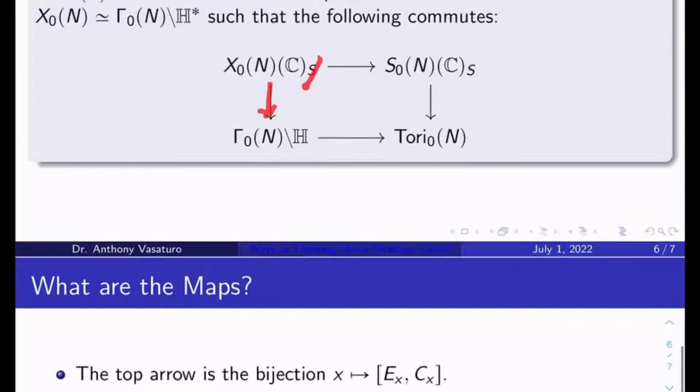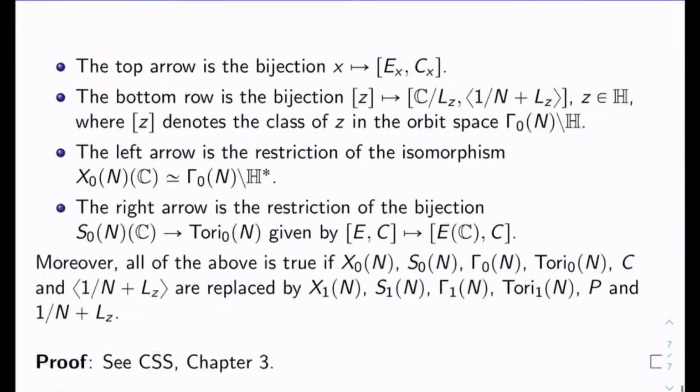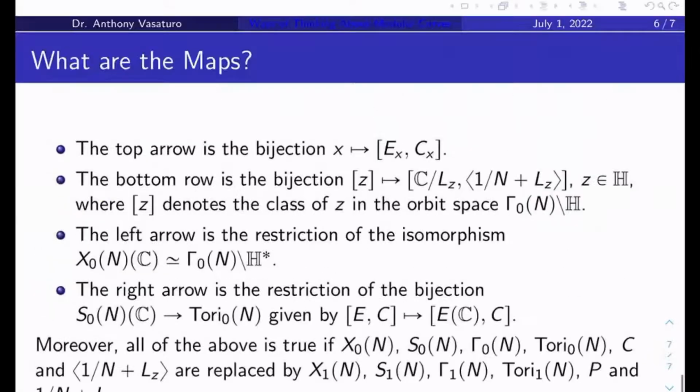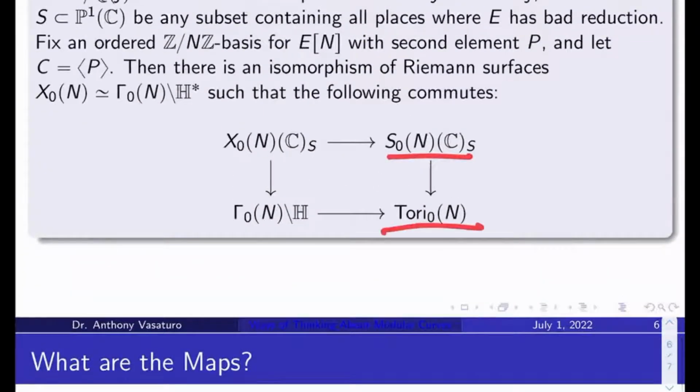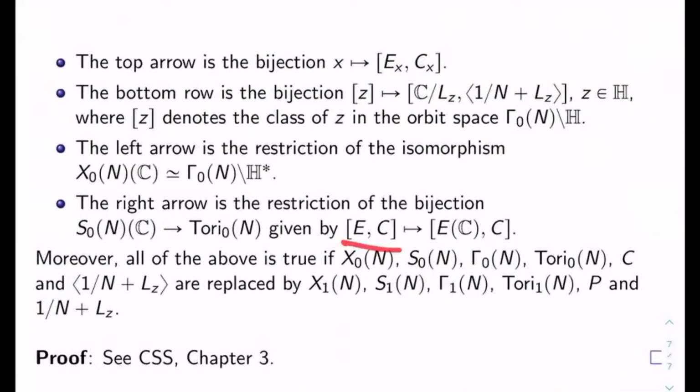Okay, the left arrow is the restriction of the isomorphism we already know about. We already have an isomorphism from X sub 0 of n, its complex points, to the orbit space of gamma sub 0 of n acting on H star. So I'm just saying restrict that isomorphism to X sub 0 of n, its complex points subscript S. Okay, and the right arrow is also a restriction of a bijection. There is an obvious bijection from S sub 0 of n of C to tori sub 0 of n, so without the S here. And that map is just, you know, send an equivalence class of an enhanced elliptic curve E comma C to the isomorphism class of the complex points of E comma C. That's definitely a complex torus. We talked about that. That theory uses the Weierstrass phi function.